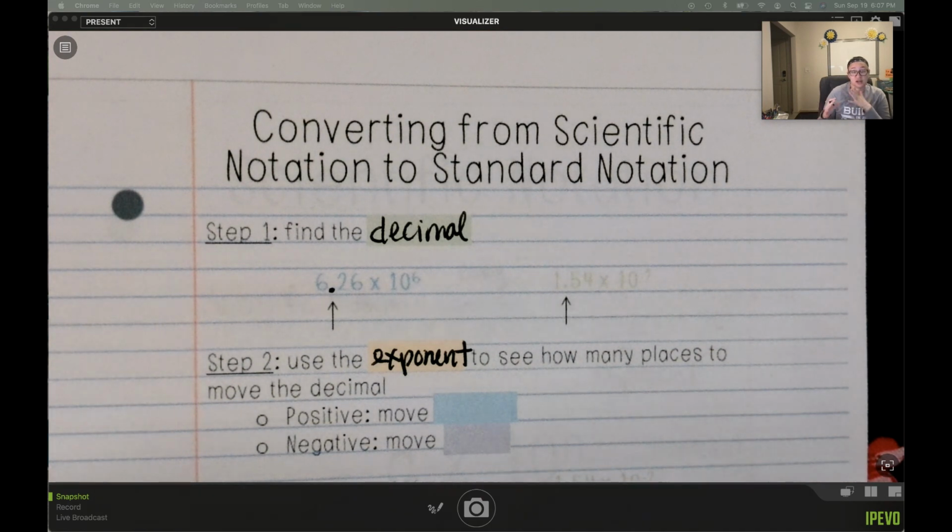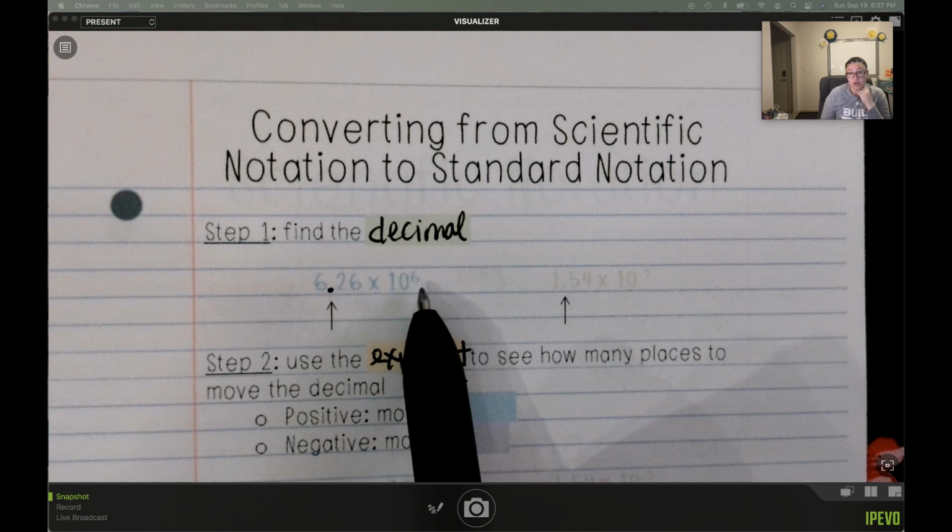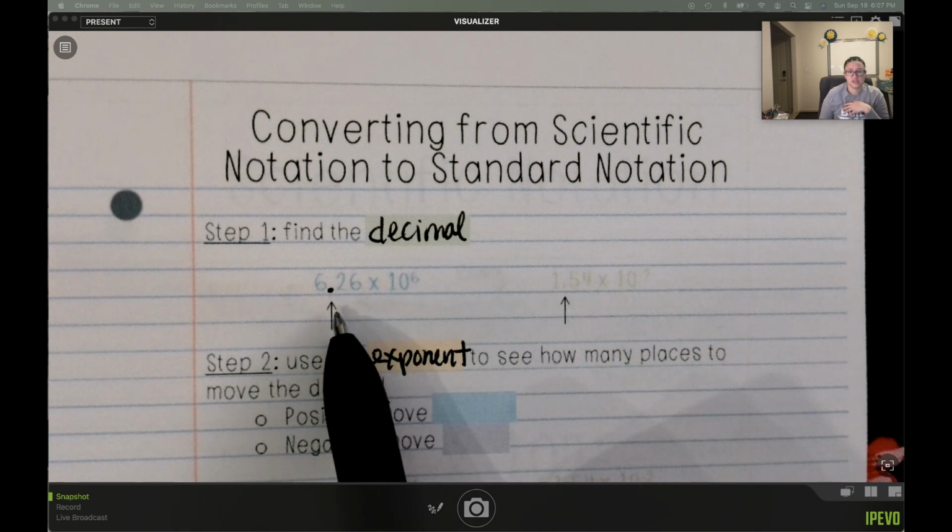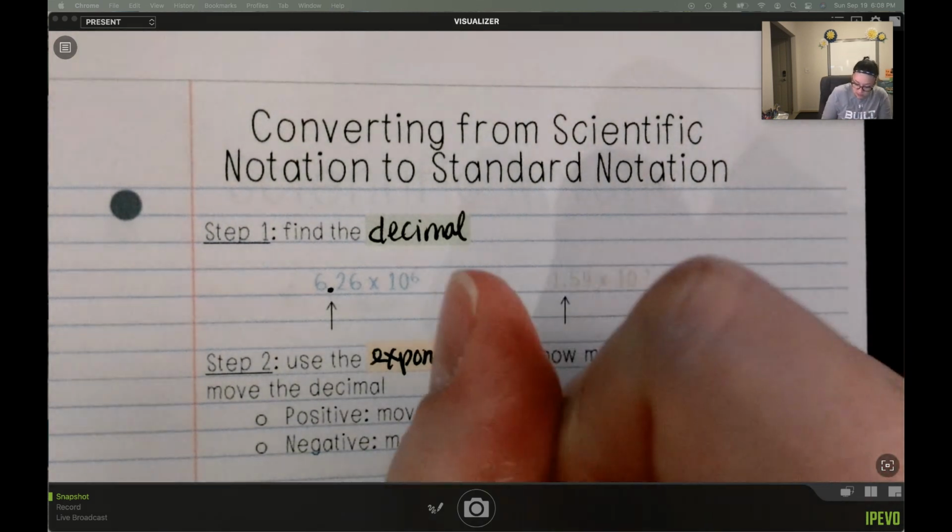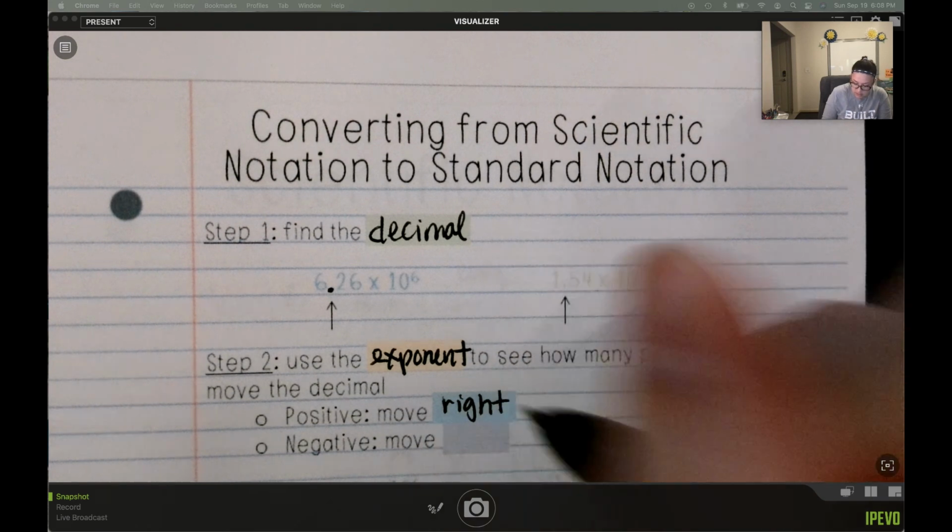Now these directions are going to be kind of opposite. If we had a positive exponent, would that be a big or a small number? That's a big number. So am I going to move this decimal point to the right or to the left to make it a bigger number? We need to move it to the right to make it a bigger number.